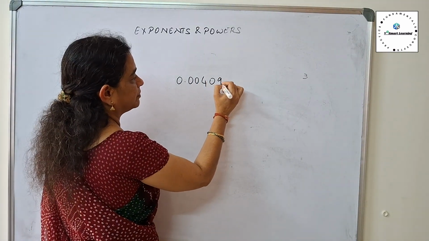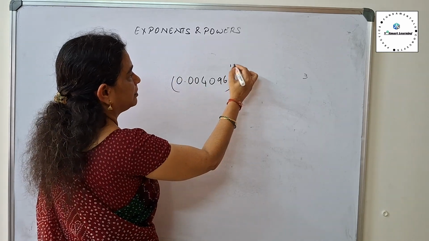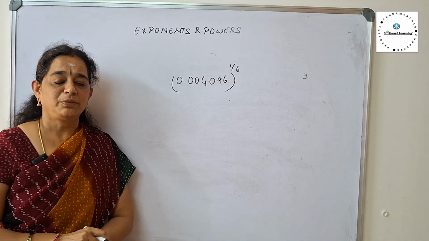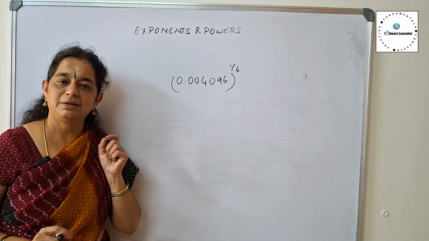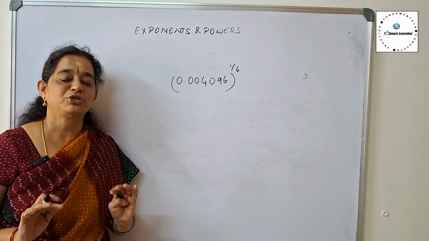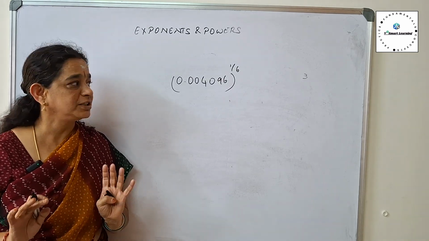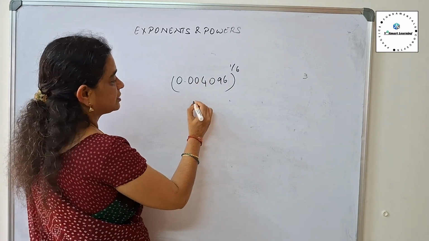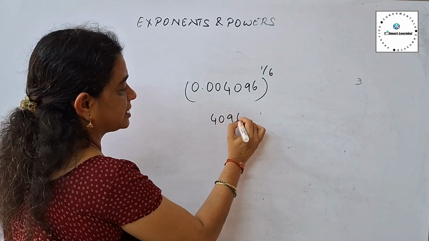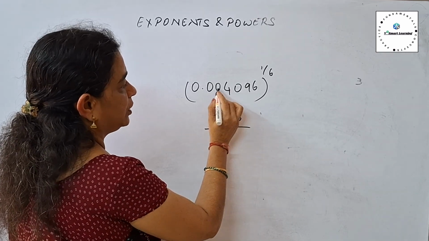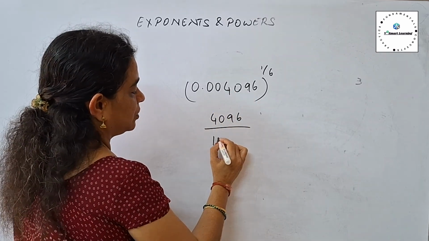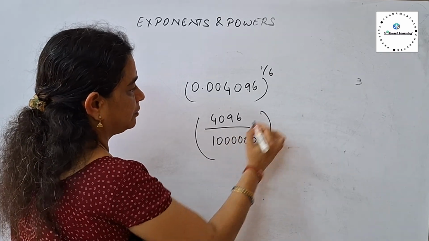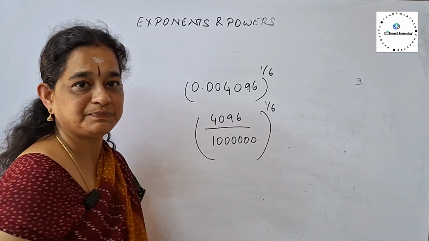0.004096 to the power of 1 by 6. So this is a decimal. Now whenever you get a decimal in exponents, the easiest way is to convert it to a fraction. It will be very easy. So what is this? 4096 divided by 1, 2, 3, 4, 5, 6 zeros, whole to the power of 1 by 6.